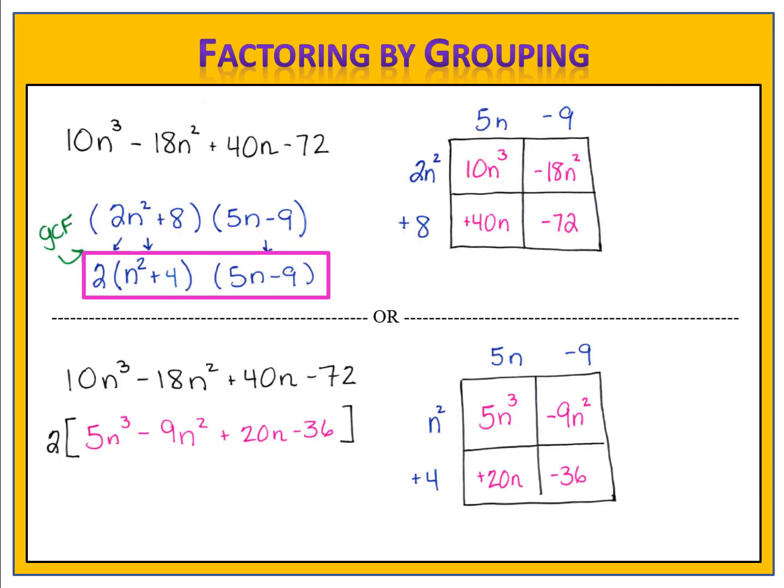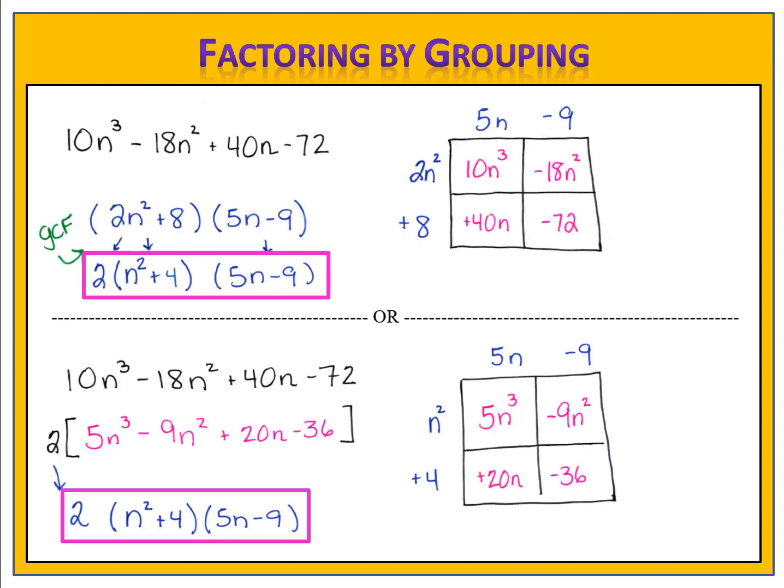This gives us the factors, n squared plus 4 times 5n minus 9. Don't forget the 2 that we factored out in the beginning. That's one of the factors as well. And now we have our polynomial in factored form. The important lesson here is to notice that no matter which way I proceeded, whether I used the grid for factoring by grouping in the beginning, and then took out the common factor, or I took out the common factor first and then went to the grid to do factoring by grouping, I end up with the same result.